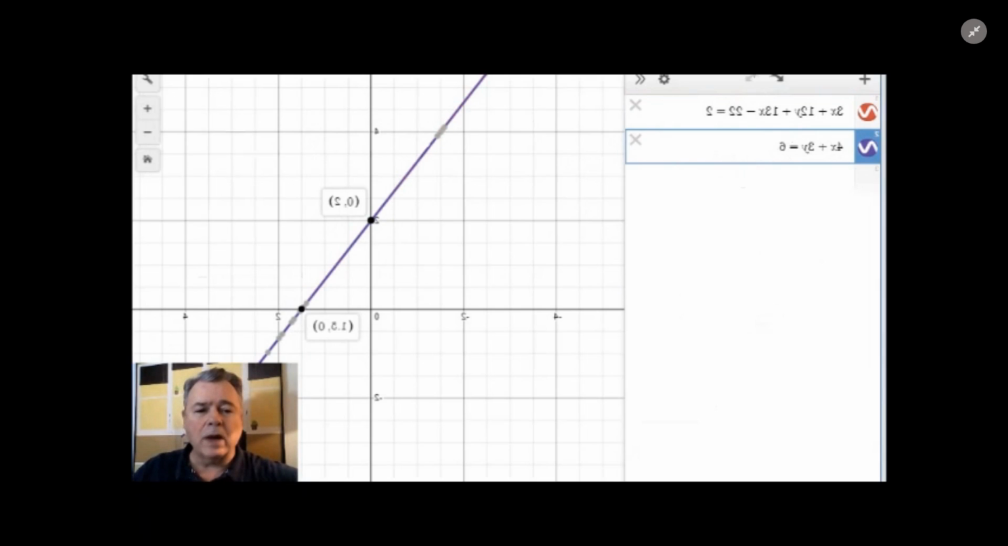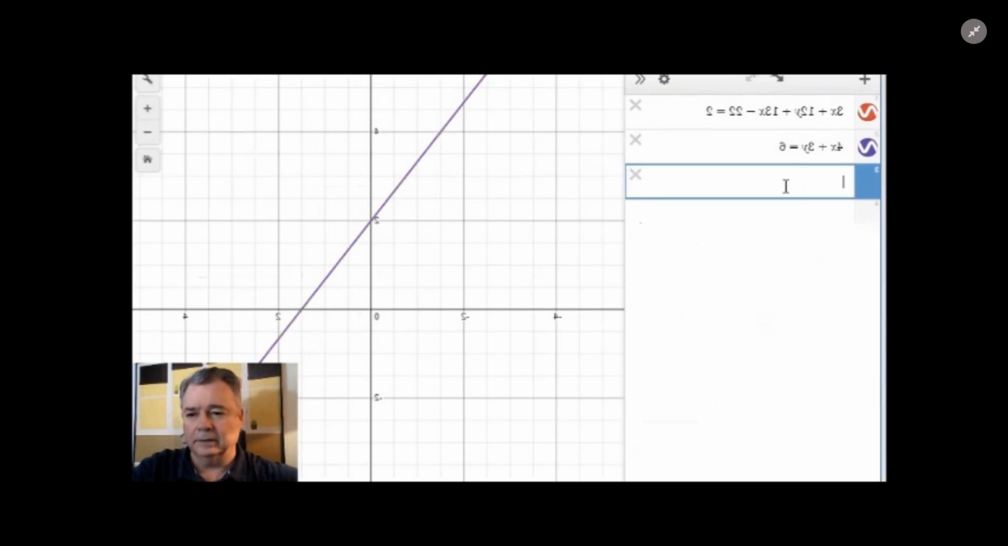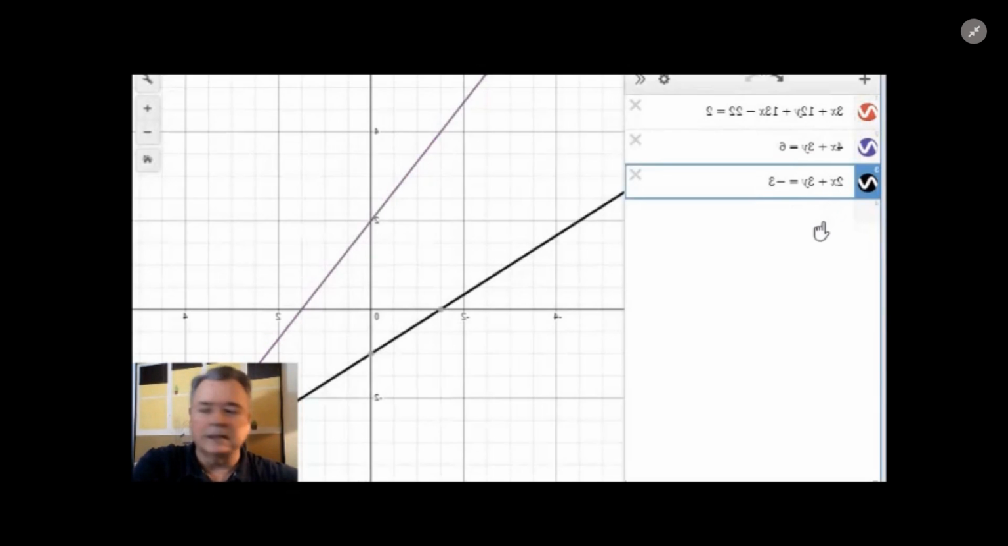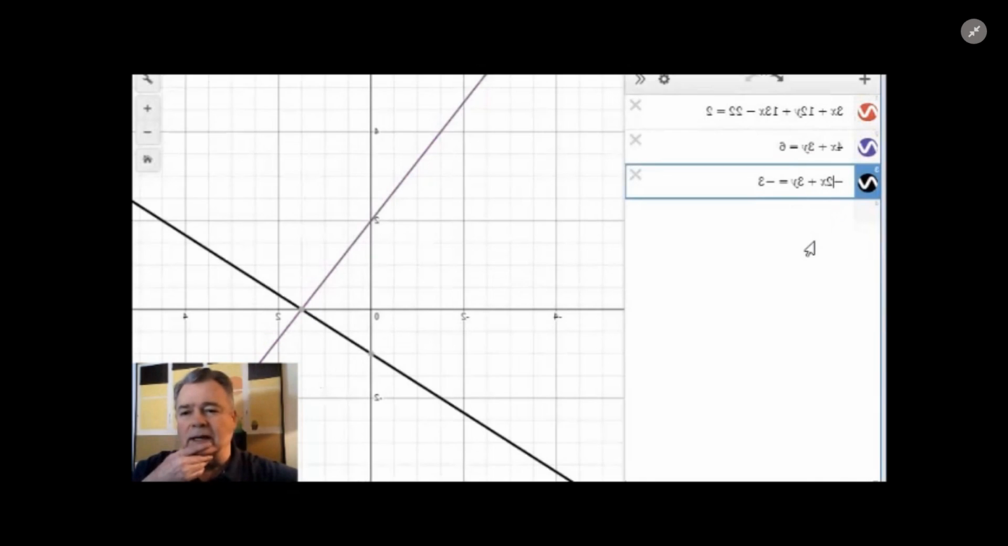Consider the equation 2x plus 3y equals minus 3. Let's enter that one in. Minus 2x. Let's make that minus 2x plus 3y equals minus 3. Now, if we want to determine where these two lines intersect, we use either the substitution or the elimination method.